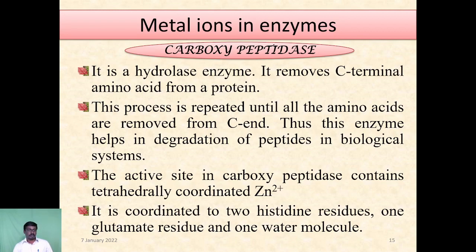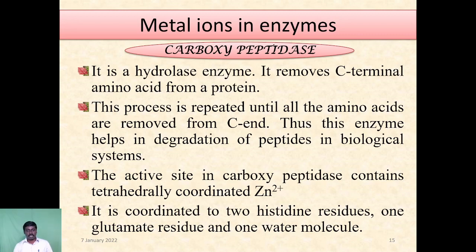Carboxypeptidase is a hydrolase enzyme. It removes C-terminal amino acids from a protein or peptide chain, and this process is repeated until all the amino acids are removed from the peptide chain. Thus, this enzyme helps in the degradation of peptides in biological systems. The active site of carboxypeptidase contains a tetrahedrally coordinated zinc.